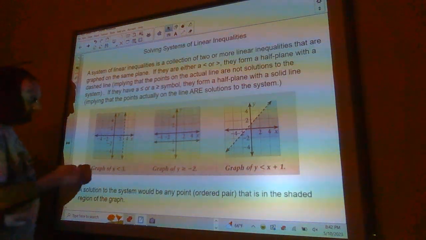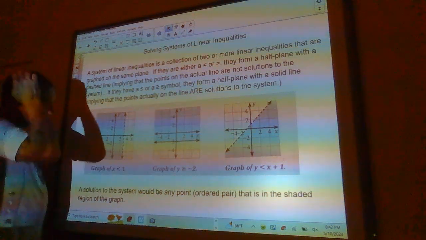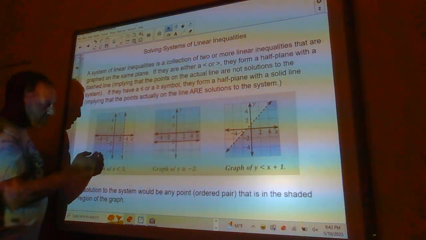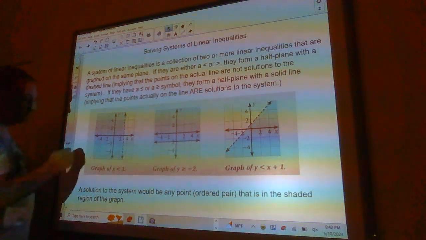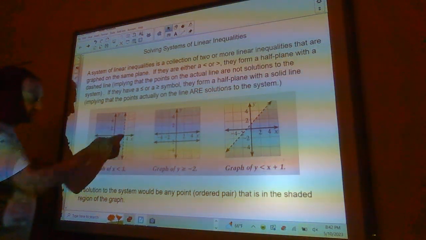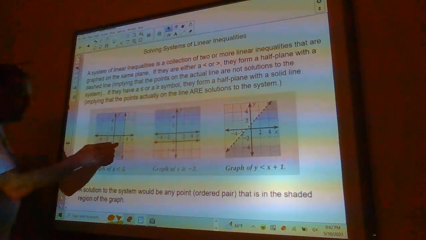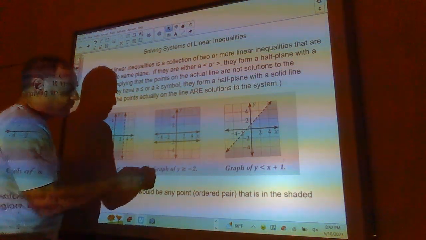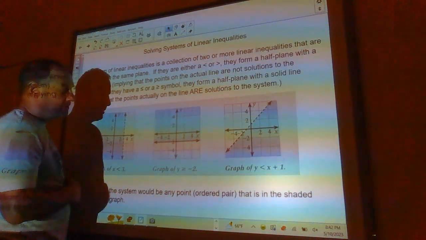Here I have x is less than 3, so I graph the line x equals 3, and I want all the points where x is less than 3, so I'm going to shade to the left. Notice that the line is dotted because if a point was on that line, it is not a solution to the problem.